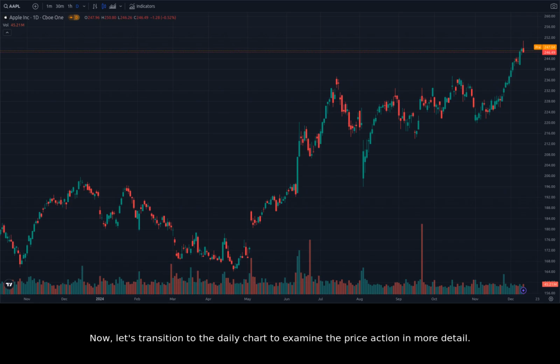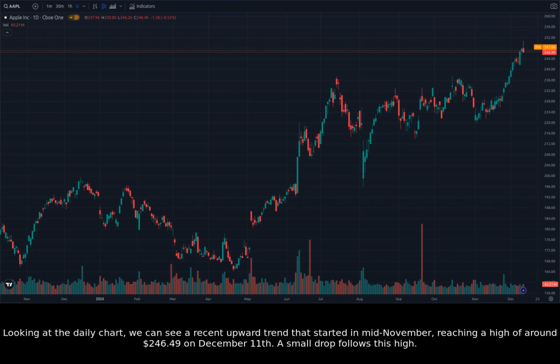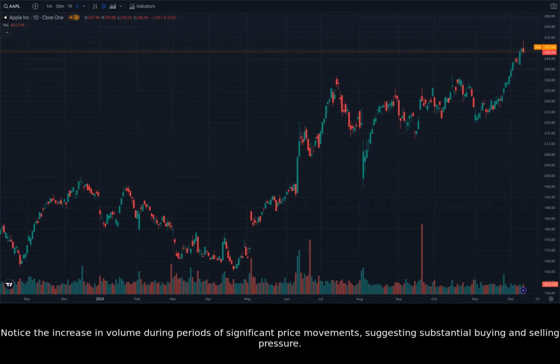Now, let's transition to the daily chart to examine the price action in more detail. Looking at the daily chart, we can see a recent upward trend that started in mid-November, reaching a high of around $246.49 on December 11th. A small drop follows this high. Notice the increase in volume during periods of significant price movements, suggesting substantial buying and selling pressure.